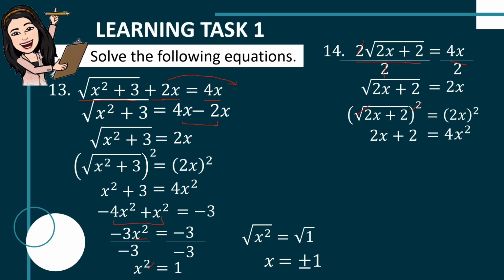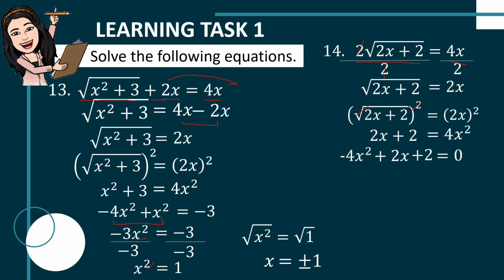So, sabihin, pwede tayong makakome up ng isang quadratic equation. And that is negative 4x squared plus 2x plus 2 is equal to 0. Bakit naging negative 4x squared? Tinranspose po natin sa 4x squared. Kaya siya naging negative. Okay?